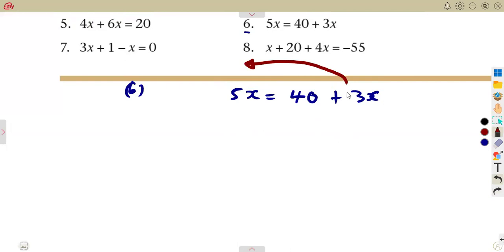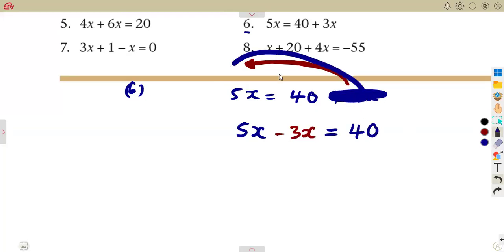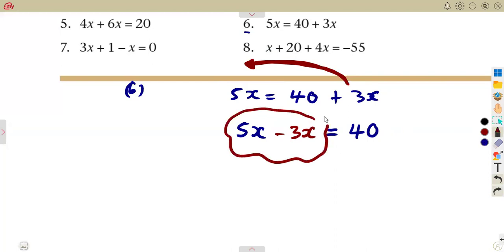But the moment it does that, remember what I talked about, for this 3x to jump to the other side, it changes its sign. It was a plus here. So the moment you write it on the other side, it changes the sign to a minus. So it's now minus 3x, which is equal to what? A 40. This is no longer there. It has jumped this side. It's now here, but with a minus. So that's it. So now you have collected the like terms, the part of x, they are on its own.